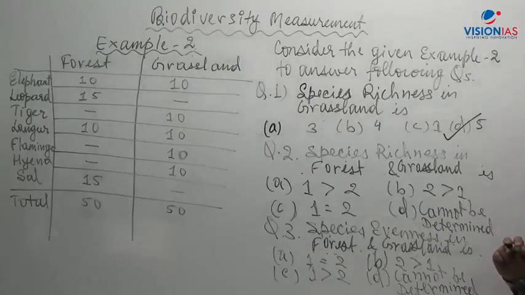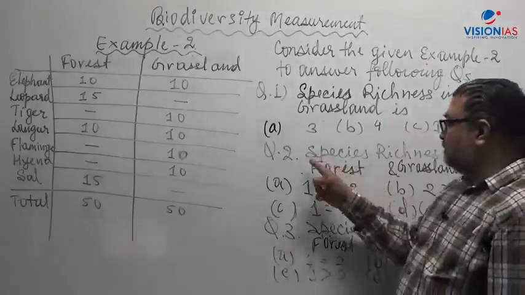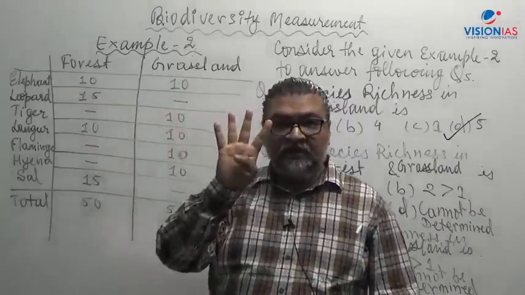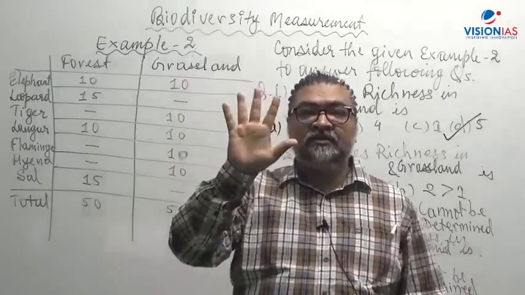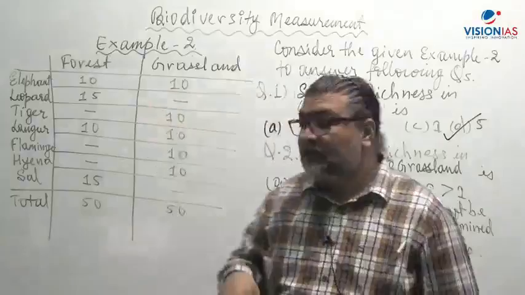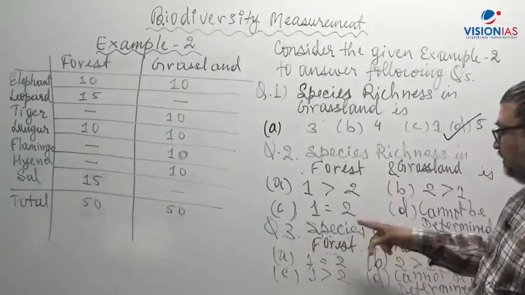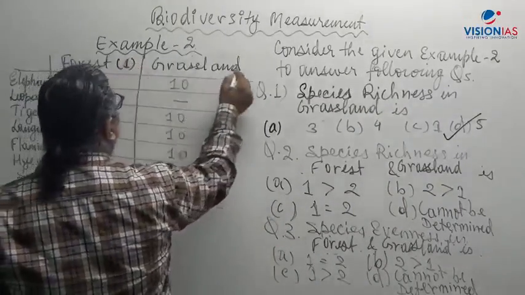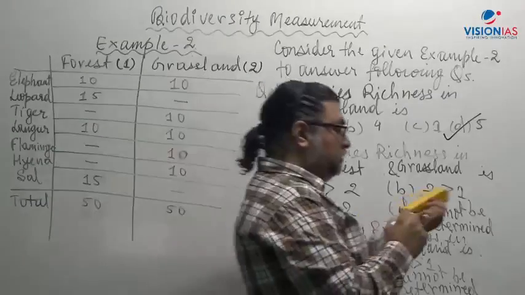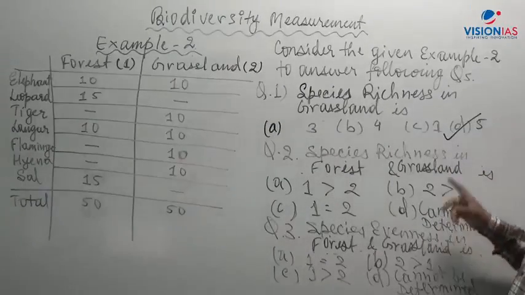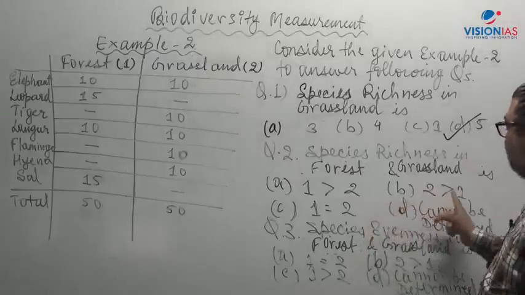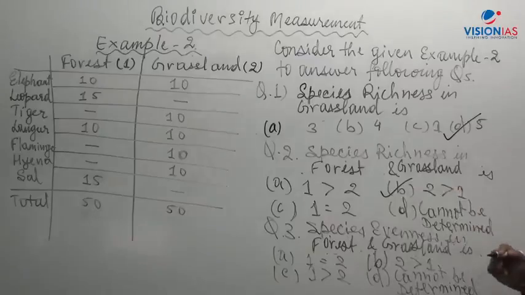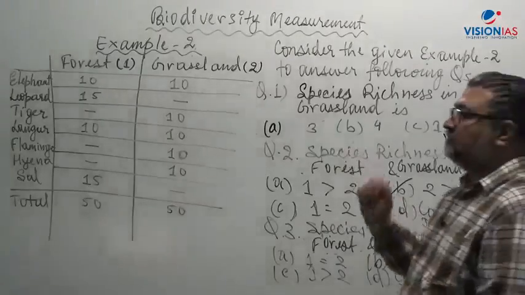5 is the answer. Now let's look at this one: species richness in forest and grassland. Forest has got 4 species, grassland has got 5. So which is greater? Grassland is greater than forest. If you compare grassland and forest, let's say forest is 1 and grassland is 2. So if you compare the richness here, 2 will be greater than 1. Grassland will be greater than forest. So the answer is B. Right. Now evenness. Now look at evenness.